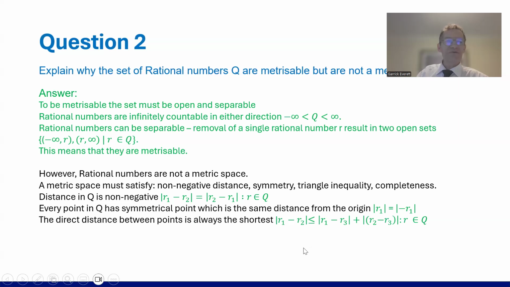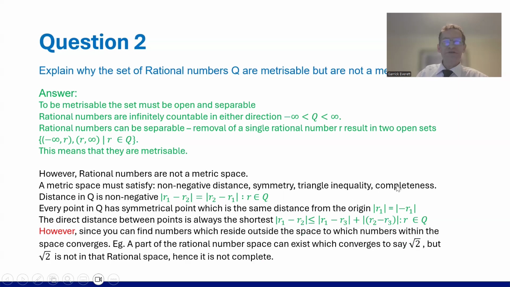And here is where we're going to fall down, which is completeness. Since you can find numbers which reside outside the space to which numbers within the space converge, that's why it's not going to be complete. For example, and if this was you doing it, you should just make that statement, and you should give an example.